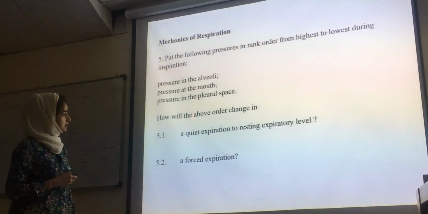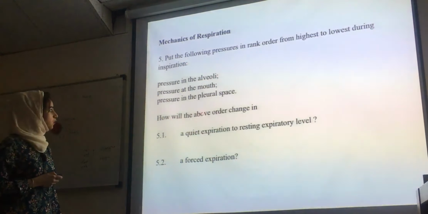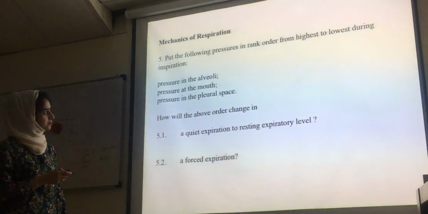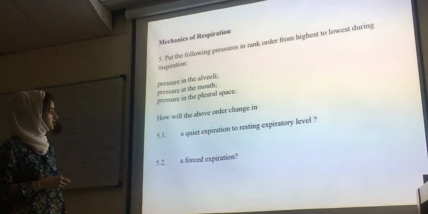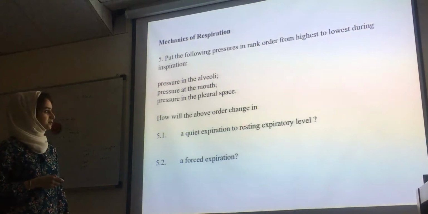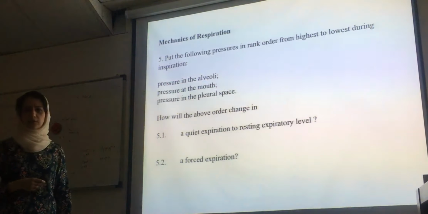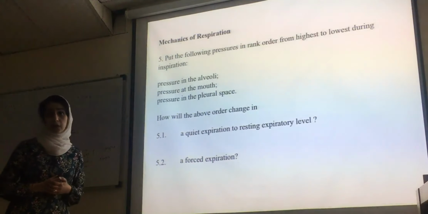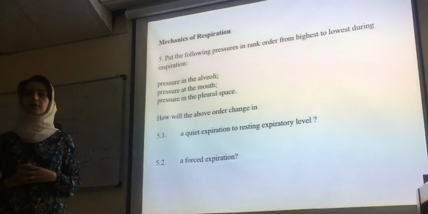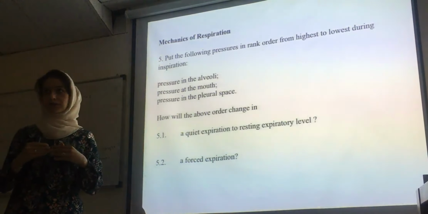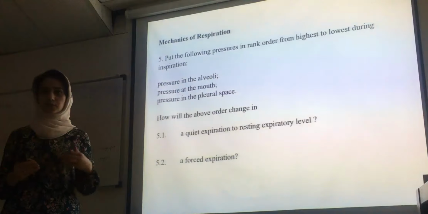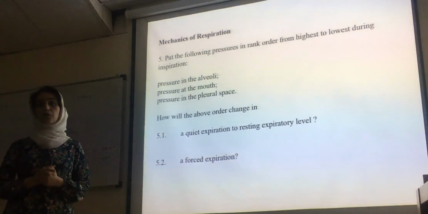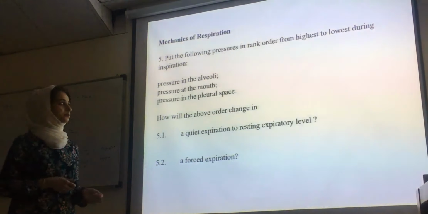And let us see the other parts of the question. How will the above order change? So the ranking of these pressures from highest to lowest changes when there is quiet expiration to resting expiratory level. So during expiration, what will happen? And which pressure is highest, or what is the order of these pressures from highest to lowest in case of forced expiration?